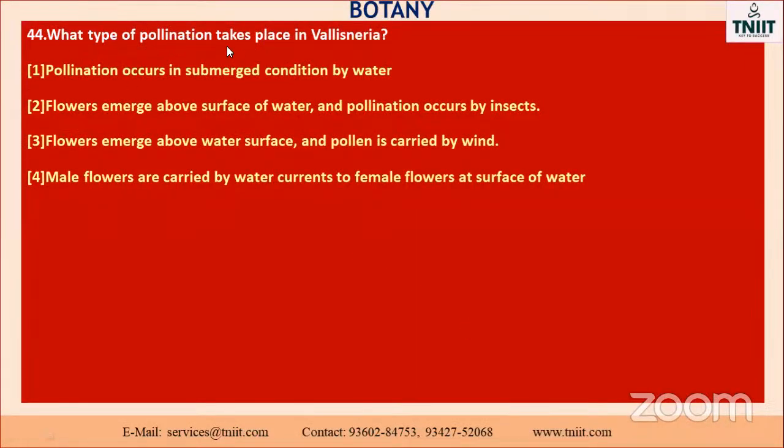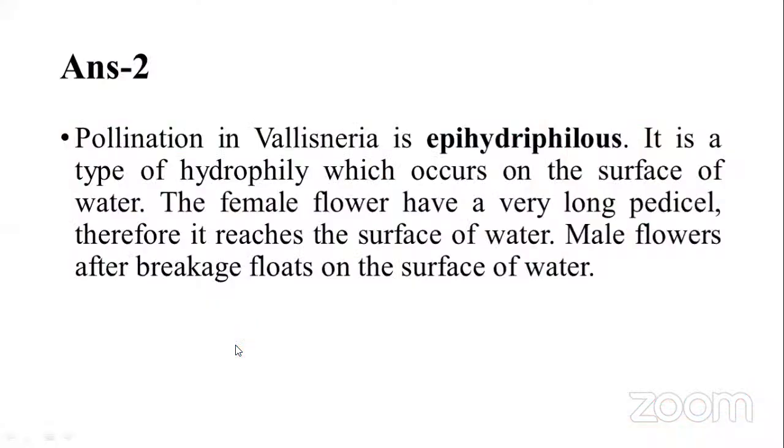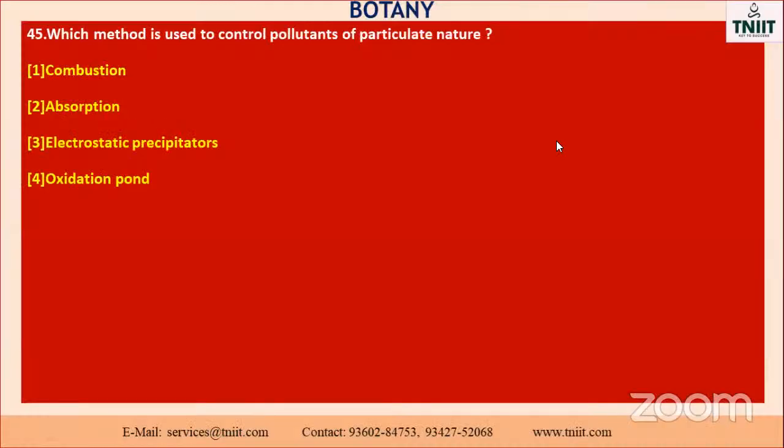And what type of pollination takes place in Vallisneria? See here, they have given that pollination occurs in submerged condition by water, and flowers emerge above the surface of the water, and pollination occurs by insects. This is the correct answer. They have given the second one as correct: epihydrophily. So this is also a direct question.